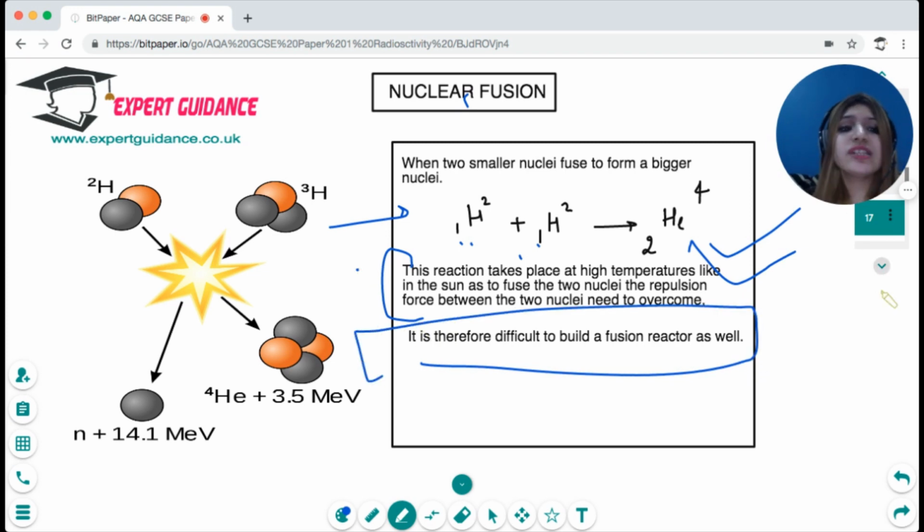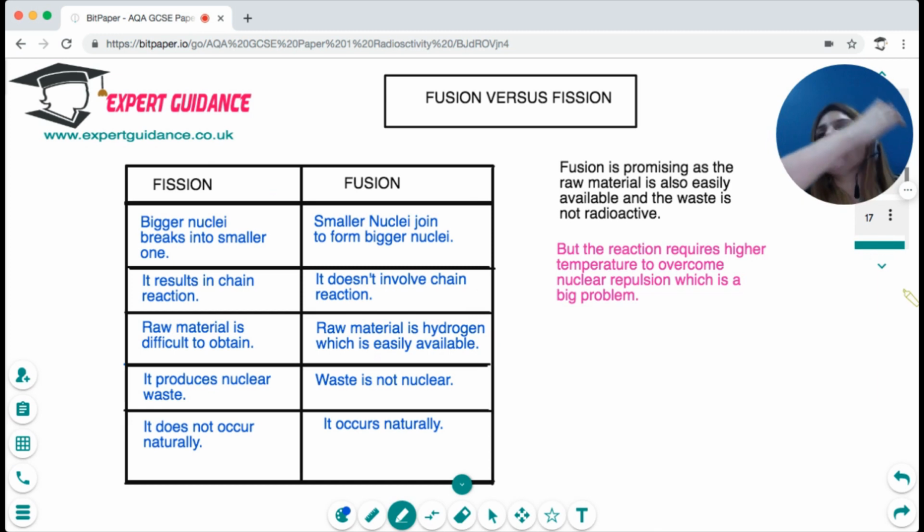Otherwise, fusion is a very promising source of energy. Why? Because the raw material, hydrogen, is easily available. The waste is not radioactive.